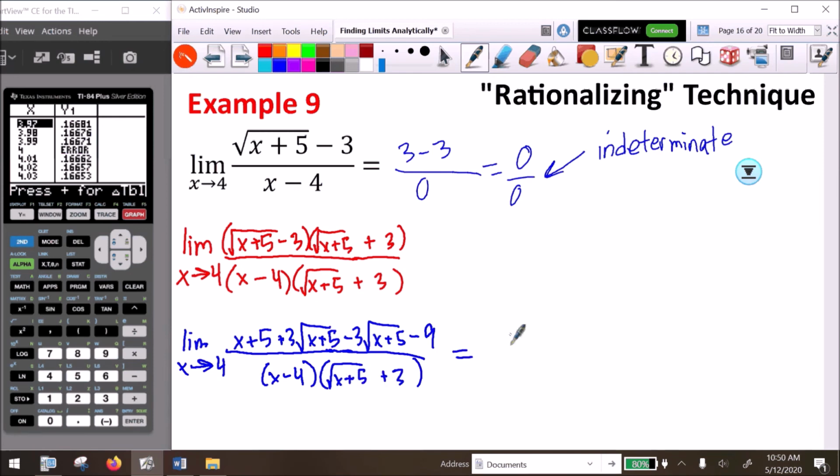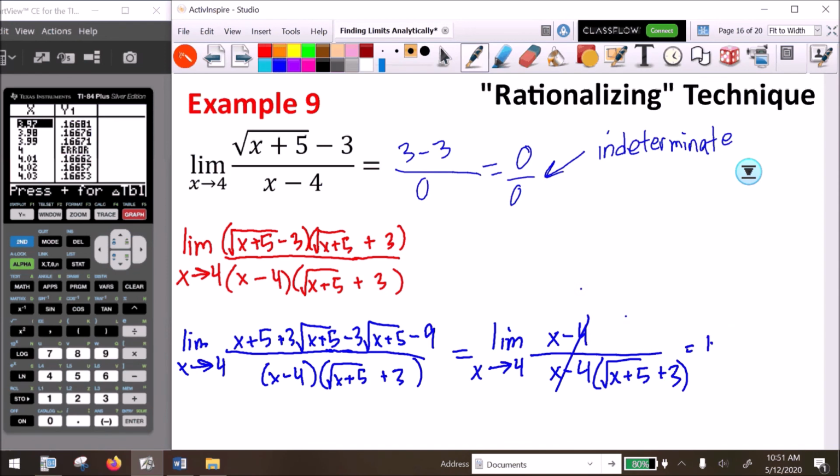We can clean up the numerator quite a bit. We have these two terms that are identical but opposite in sign. They cancel one another out. And then we just have to combine our 5 with our negative 9. And 5 minus 9 is negative 4. So we do have an x minus 4 that can be canceled in both the numerator and the denominator. And we're going to go ahead and cancel that out.